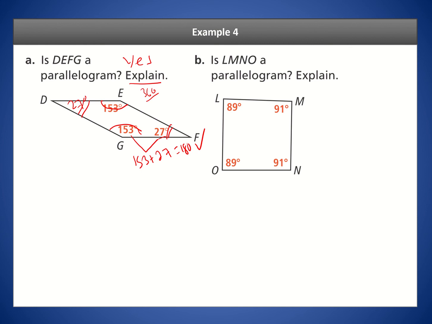For part B, is the figure a parallelogram? Explain. If you look at the opposite angles here, the angles are not congruent, which they should be for a parallelogram. Also, notice that these two angles do not add up to 180. So 91 plus 91 does not equal 180, and therefore we can't use the converse of theorem 6.8, and therefore this is not a parallelogram.